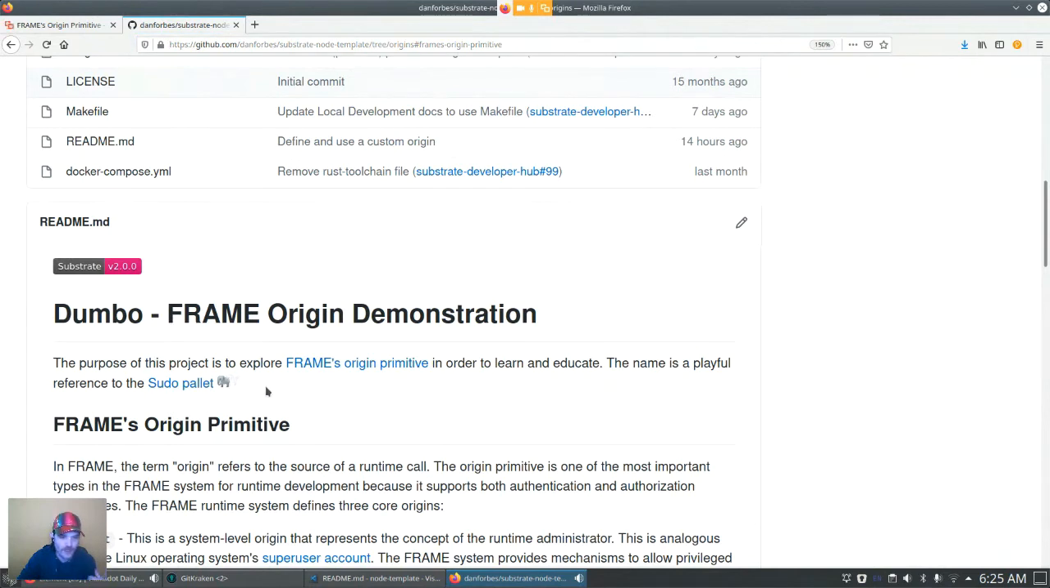So we're going to talk a little bit about elephants now. If you're not familiar, Dumbo is an American Disney character, an elephant who can fly with his big ears.